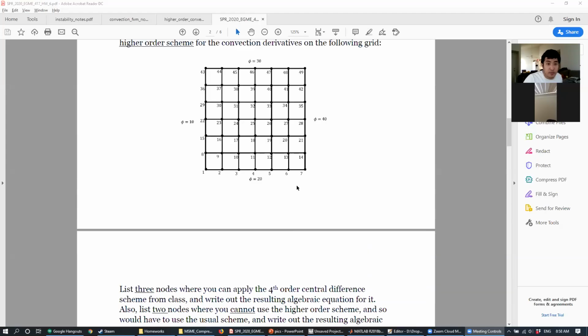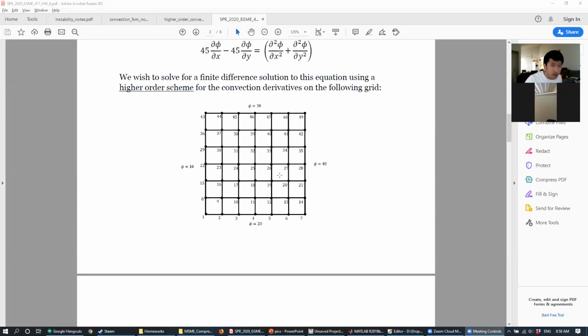So you can see here, this is the grid for the homework problem. I picked node 17 right here. Node 17 has 2 neighbors on the left, 15 and 16; 2 neighbors on the right, 18 and 19; 2 neighbors up top, 24 and 31; and 2 neighbors on the bottom, 10 and 3. So we're all good here.